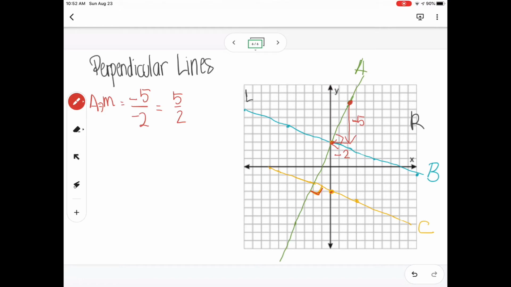Let's see line B, which is perpendicular to line A, and find its slope. I'm going to go down, and I'm going to go right. This has to be rise over run, so I'm going to go the right direction first. So I'm going down 2 units, which is -2, and I'm going right 1, 2, 3, 4, 5. 5 units is going to be +5. So for line B, the slope m is going to be -2 over +5. Negative divided by positive is -2/5.